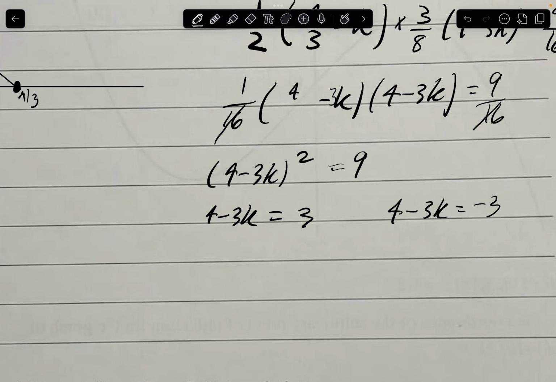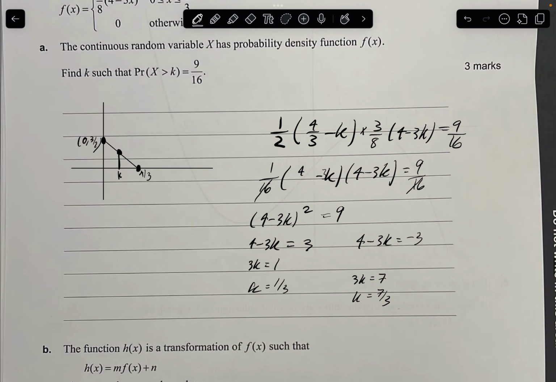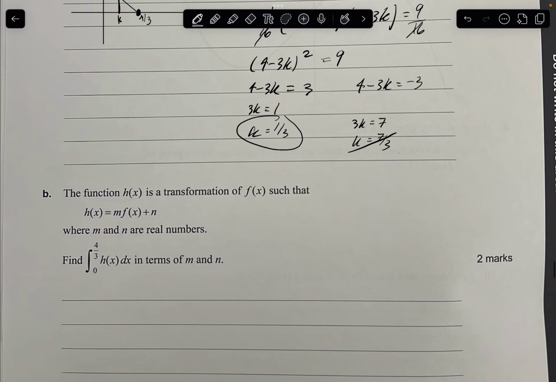And then 3k is equal to 1. K is 1/3. Or 3k is equal to 7. K is equal to 7/3. And then you probably have to reject one. So 7/3 would go because that's outside of the domain. So k is 1/3.